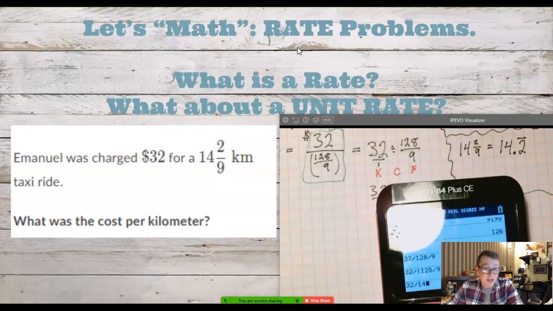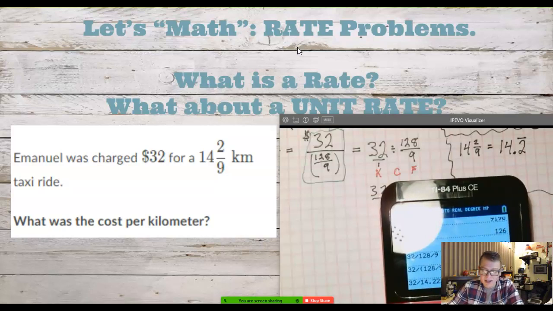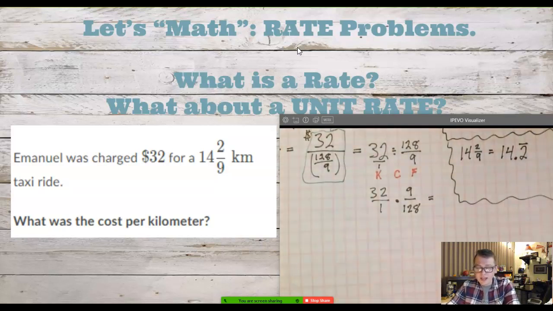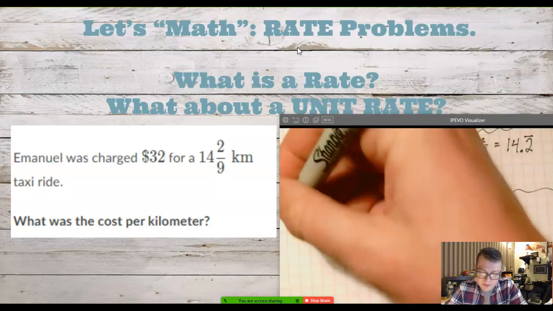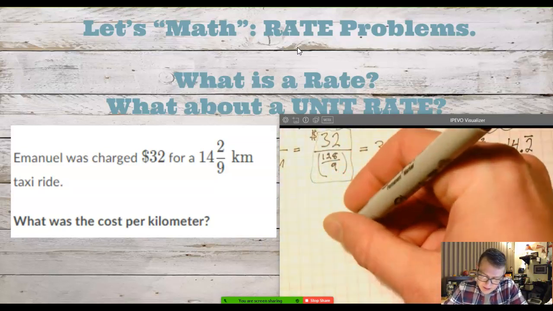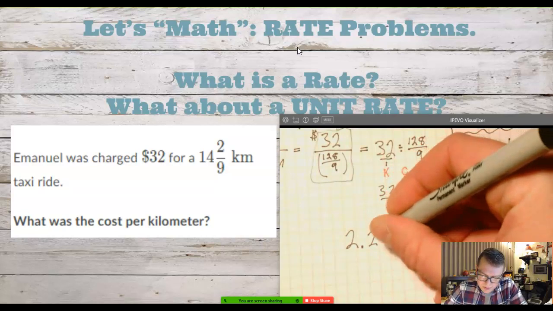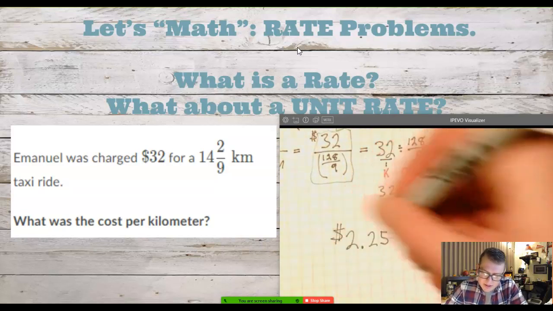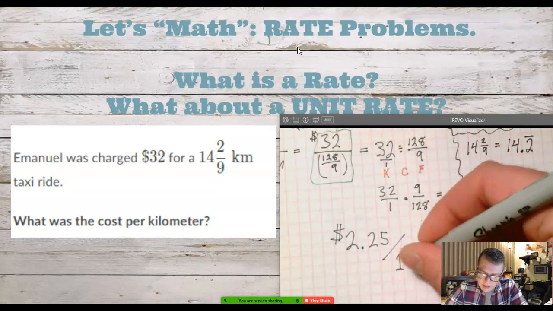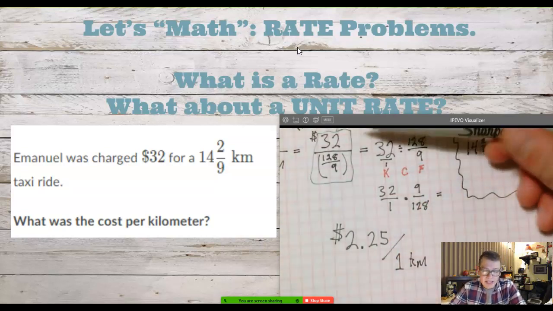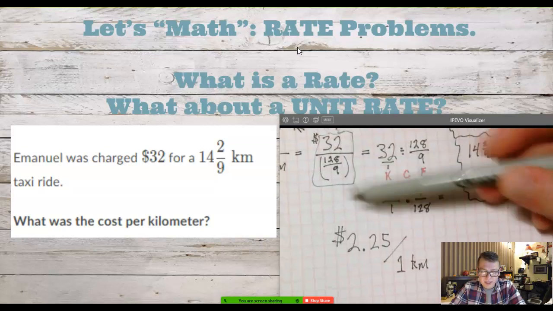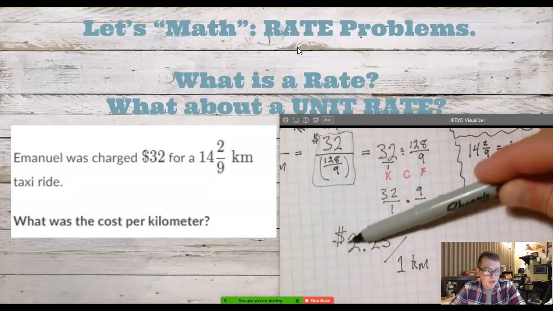So if you have anything over 9, I could also type in 32 divided by 14. Now, we talked about you can't actually use a repeating decimal, but you can put a bunch of them in there. Guys, that's enough repeating decimals. We get the same answer. Either way, if we put this in our calculator correctly, our answer comes out to be 2.25, and that is dollars per 1 kilometer. When we let our calculator do the work, it is going to spit out a unit rate.